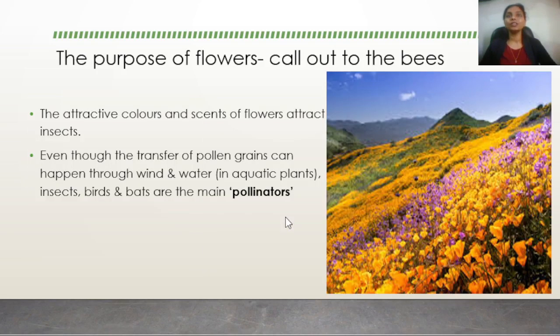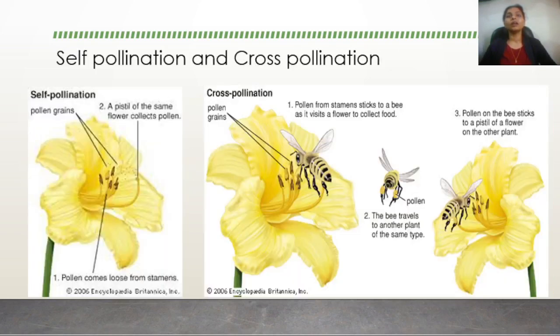Now, when we talk about pollination, the process of pollination can be of two types. As we have seen in the lily and the hibiscus flower, they are all complete flowers. The stamen as well as the pistil are present in the same flower. So in these cases, the pollen can come loose from the stamen easily, and it can fall onto the stigma of the same flower because of wind action or because of slight movement, and this is called self-pollination.